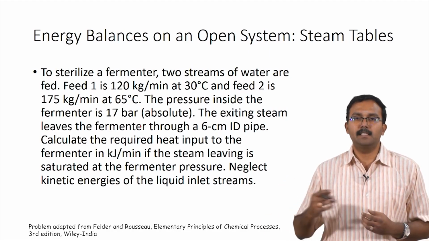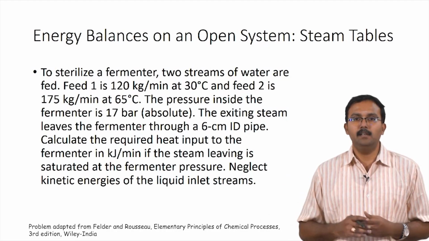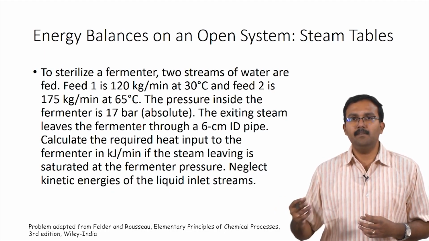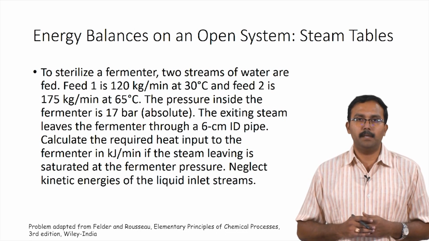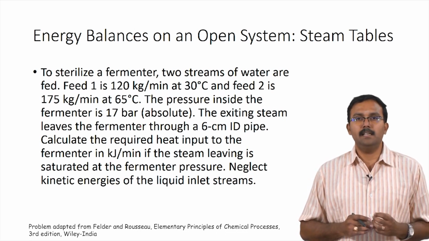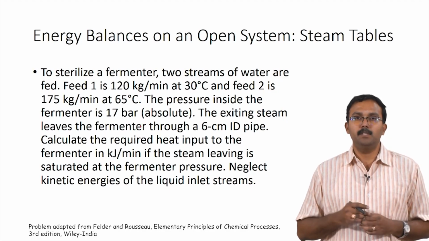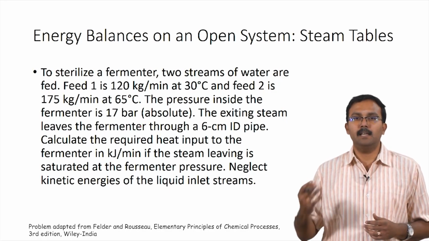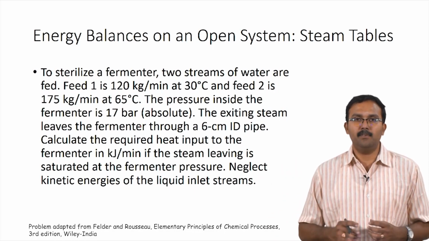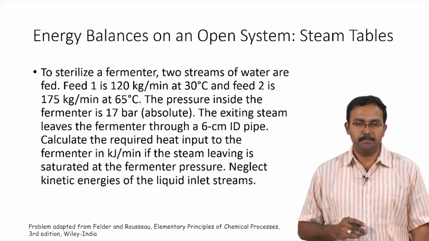We have been told that exiting steam is saturated, and we also know that the exiting steam is leaving through a 6 centimeter inner diameter pipe. The problem tells us that we have to ignore kinetic energies of the inlet stream, which means we would have to account for the kinetic energies of the exit stream. So, using this information, let us try to solve this problem.